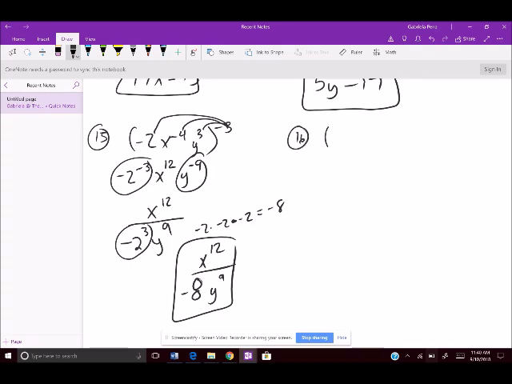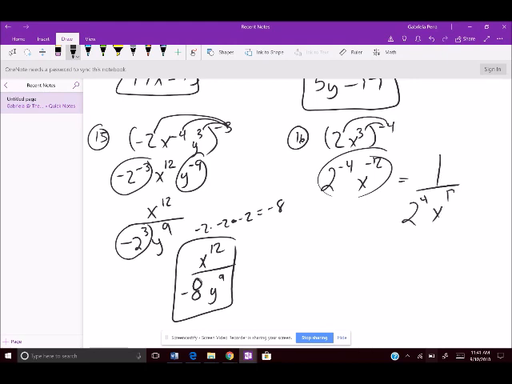Number 16, 2x to the third and the negative 4. So the negative 4 gets distributed to the 2 and to the x. So this becomes what? 2 to the 4, x to the, and they're both negatives, so I have to put 1 over 2 to the 4th, x to the positive 12. But what is 2 to the 4th power? 16. So this should become this.